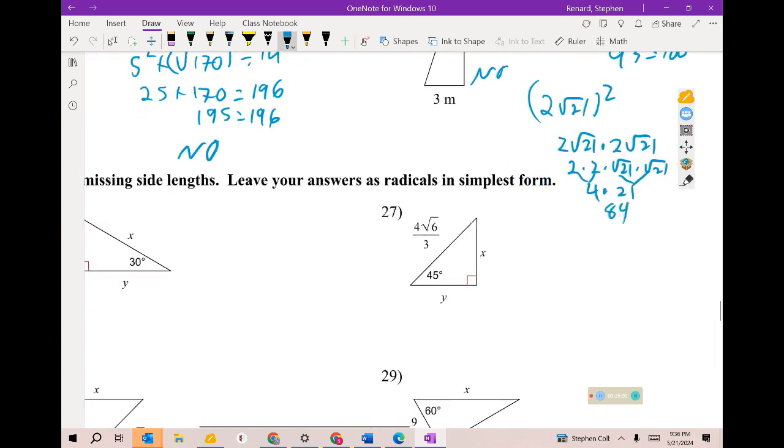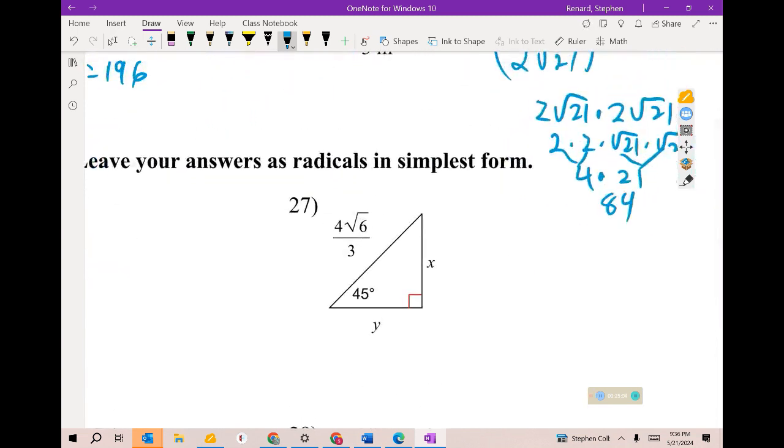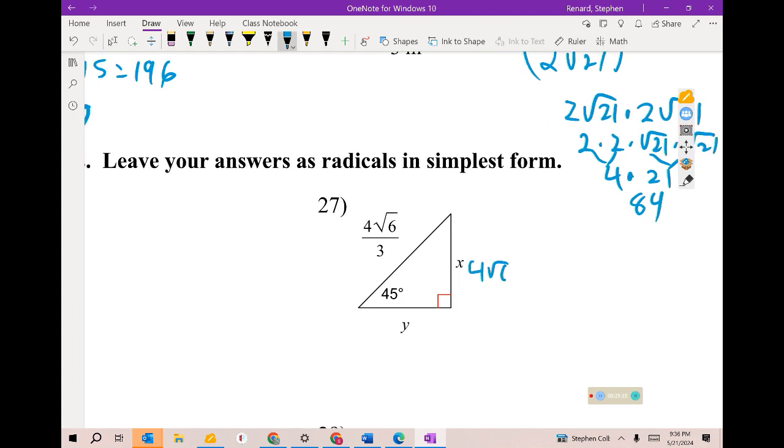On to number 27. Find the missing lengths. This is a 45, 45, 90 triangle. You guys should have your flow charts in your notes. Okay? So here we're given the hypotenuse. So we have 4 radical 6 over 3.